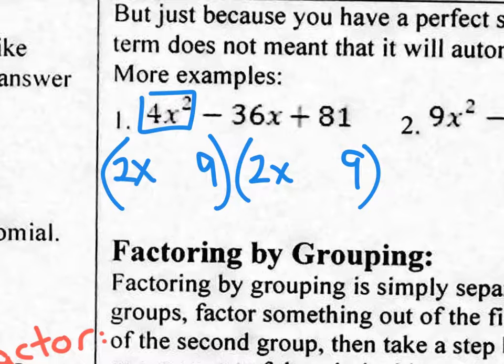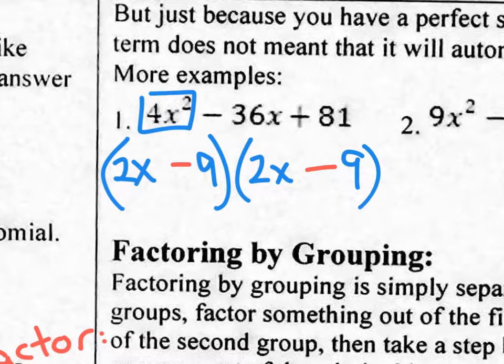Now let's think about the symbols here. How could you get a positive 81? It's either going to be positive 9 times positive 9 or negative 9 times negative 9. Okay, so since the middle term is negative, I know that it's going to be a negative 9 times a negative 9. Let's verify quickly.